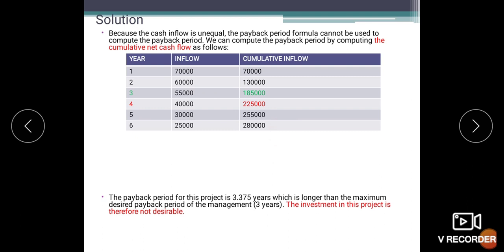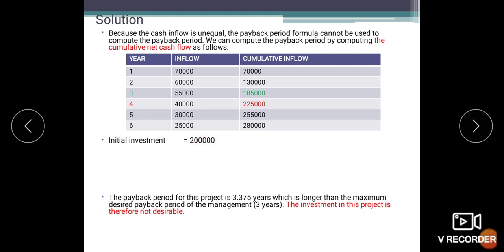So purposely I have given this a green and red color. Let's see. The initial investment is 2 lakh rupees. So we need to find out the payback period. That means we need to find out the time taken to recoup or recover this 2 lakh rupees.